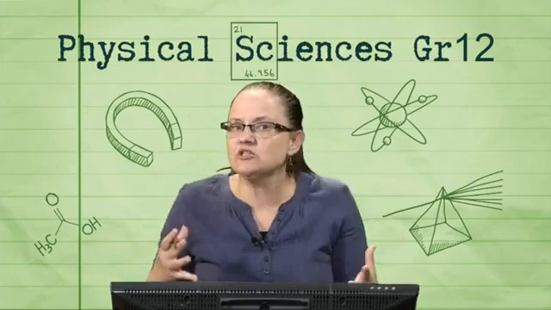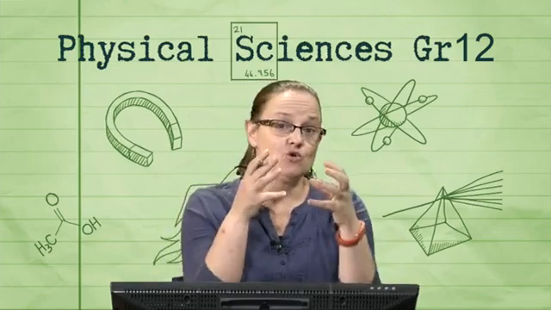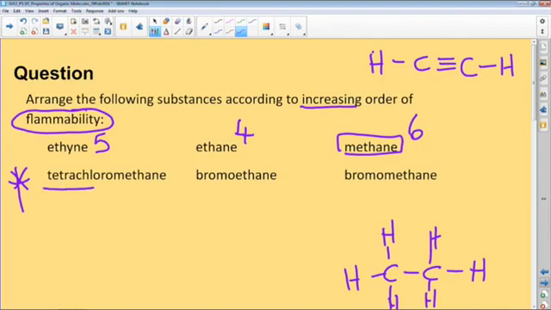Now, the more halogens we have, the less flammable the substance becomes. Okay, so tetrachloromethane has 4 chlorines in it. It has to be number 1. Has to be the first one. It's the least flammable. When we look at bromoethane and bromomethane, this is ethane, this is methane.